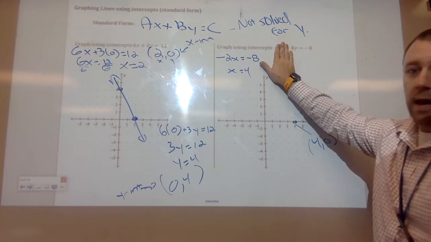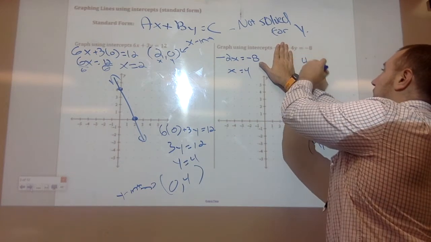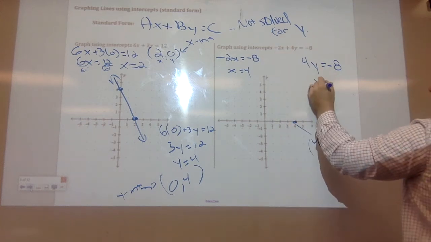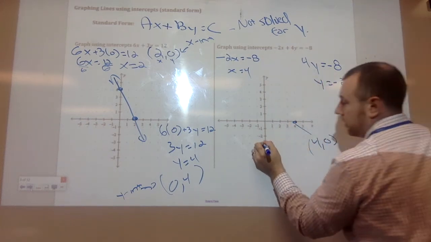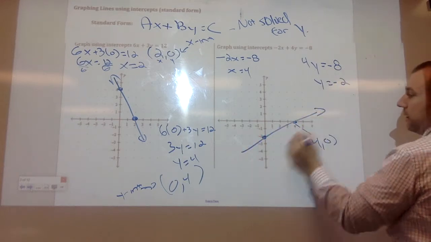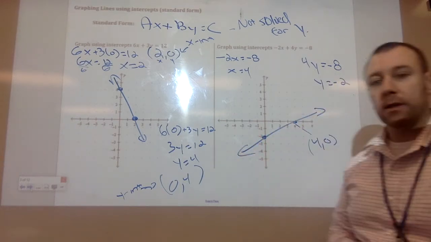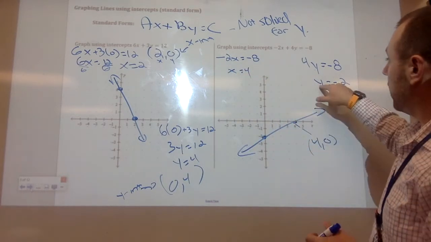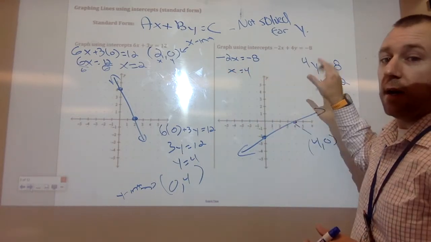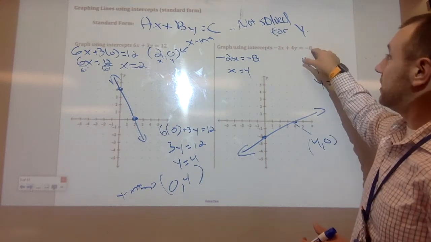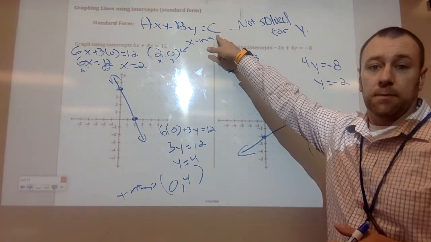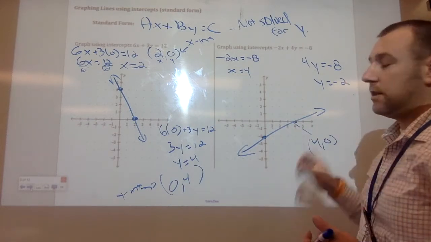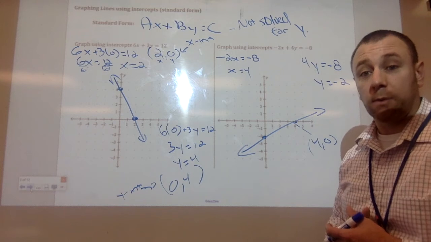I cover up the x. What I'm left with is 4y equals negative 8. So then y is going to be negative 2, and I can graph that. This method only works if the numbers in front of x and y divide evenly into that c, that constant term. Otherwise, we have to do our next process, which is to solve for y.